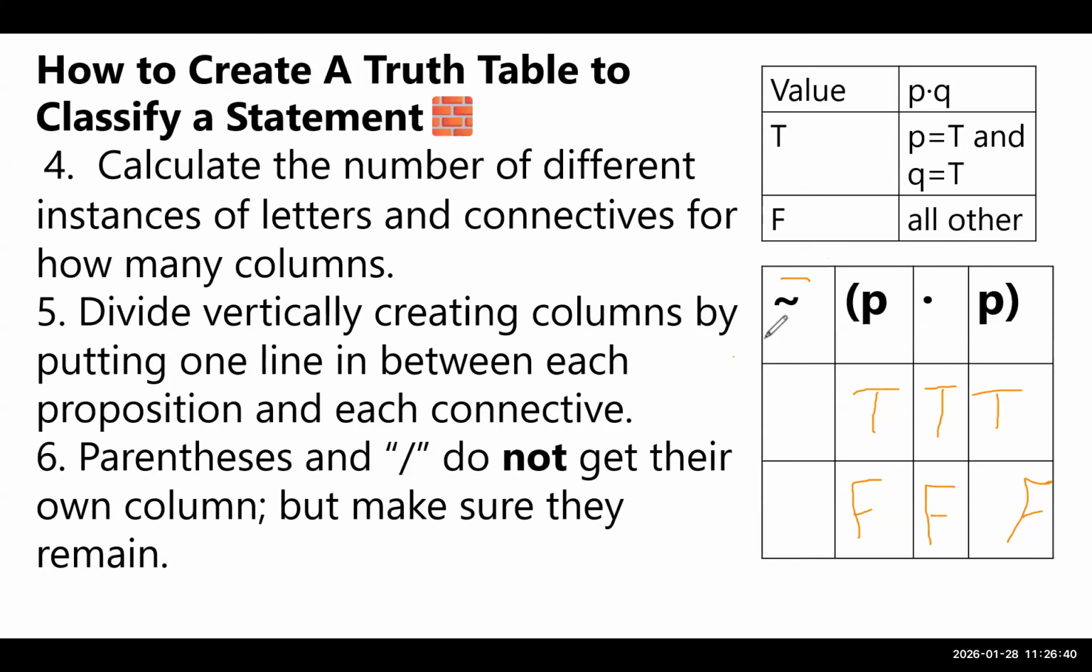Then we do the major operator last. The major operator is the one outside the parentheses here. And this negation is operating on this row right here. So it turns the true to false, and it turns the false to true. So if we were asking what type of sentence this is, we would say this is contingent, meaning it's sometimes true and sometimes false.